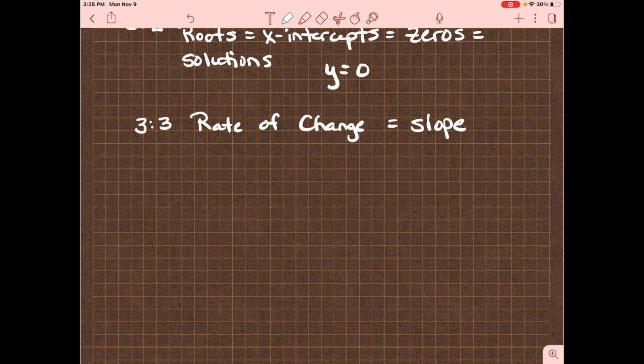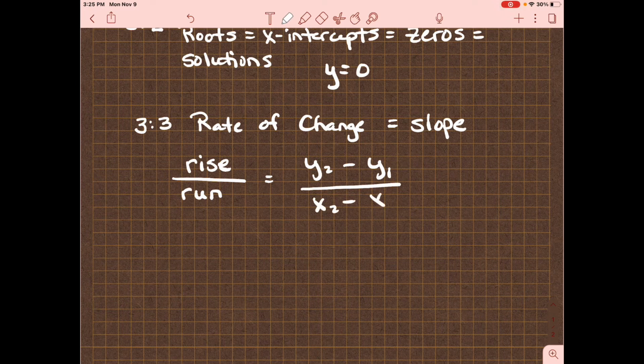In lesson 3.3, we talked about rate of change or slope. We talked about rise over run. This is just the rate at which our graph goes up or down. We have an equation: we can do y2 minus y1 over x2 minus x1. And that's helpful for finding the slope of a graph.